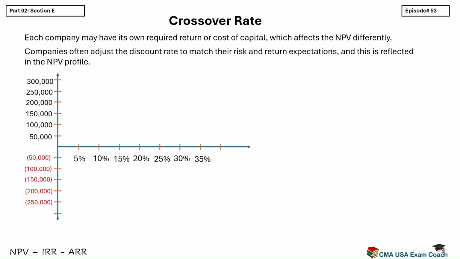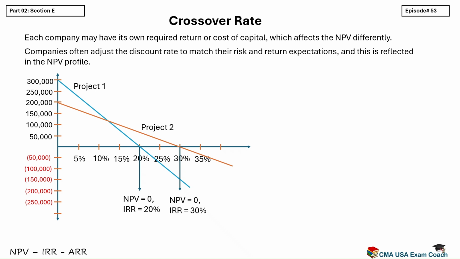For the first project, the NPV at the initial discount rate is $300,000, and for the second project, it is $200,000. If we examine the IRR for each, the first project reaches an NPV of 0 at a 20% discount rate, and the second project reaches 0 at 30%. Now, if we plot the NPV profiles of both projects on the same graph, we notice something interesting. The two downward sloping curves intersect at a certain point. This intersection is called the crossover rate. In our example, the crossover rate is approximately 12.5%.